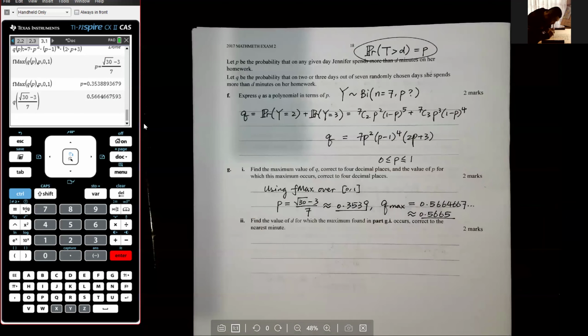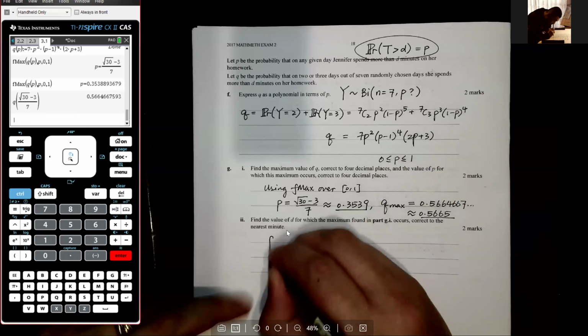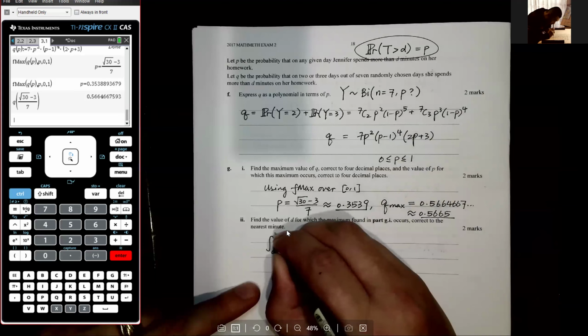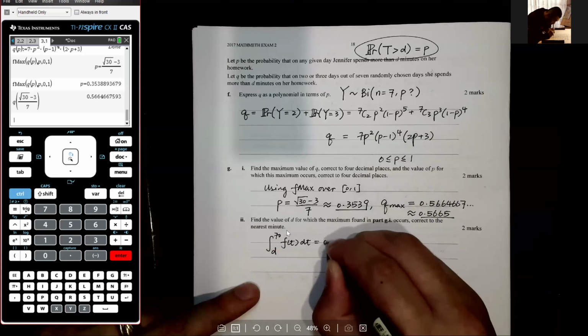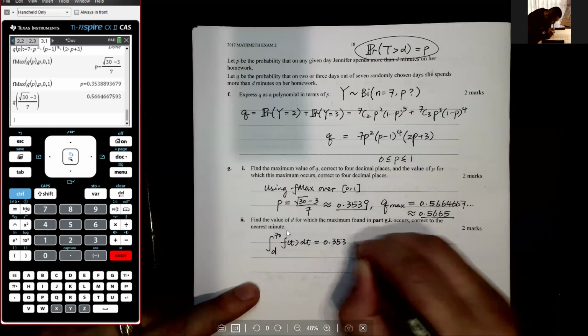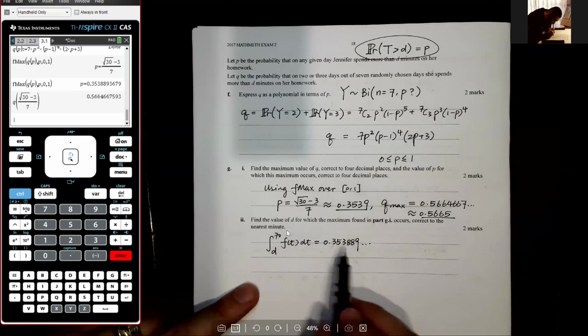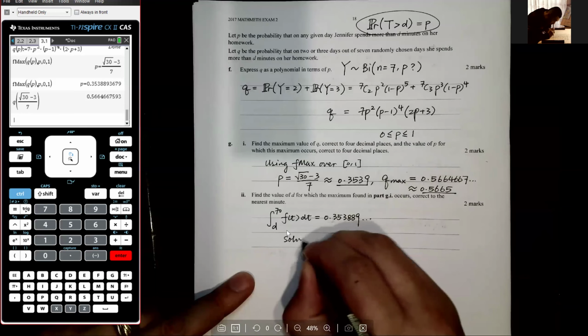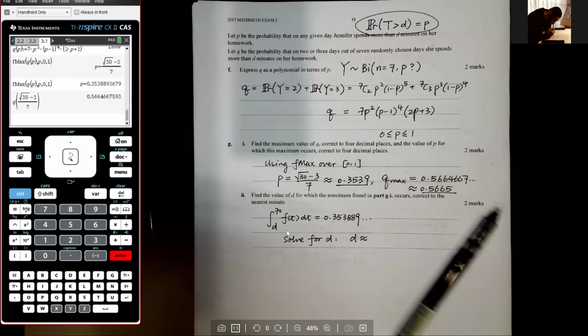And find the value of D for which the maximum found in part G1 occurs, correct to the nearest minute. So basically, I need to relate the P-value here back to the probability statement. In this case, I'm going to get the integral from D to 70 of f of t dt equals 0.353889, etc. So use all digits to avoid any rounding error. And then solve for D. My D is approximately equal to something.